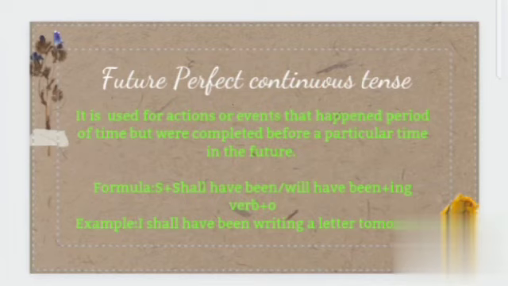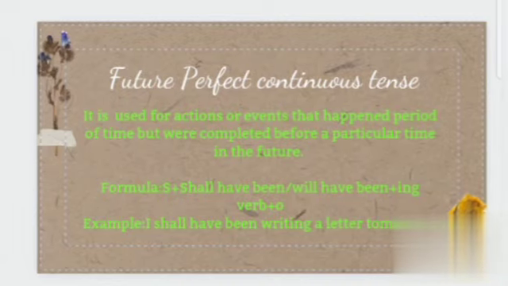Future perfect continuous tense. It is used for actions or events that happen over a period of time and will be completed before a particular time in the future. Formula: subject plus shall have been/will have been plus ing verb plus object. Example: I shall have been writing a letter tomorrow.